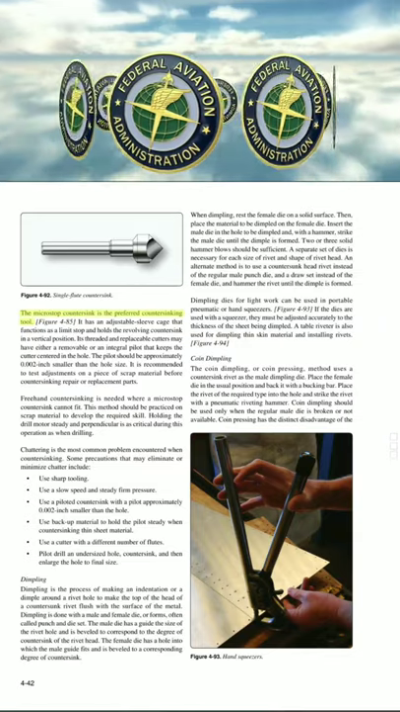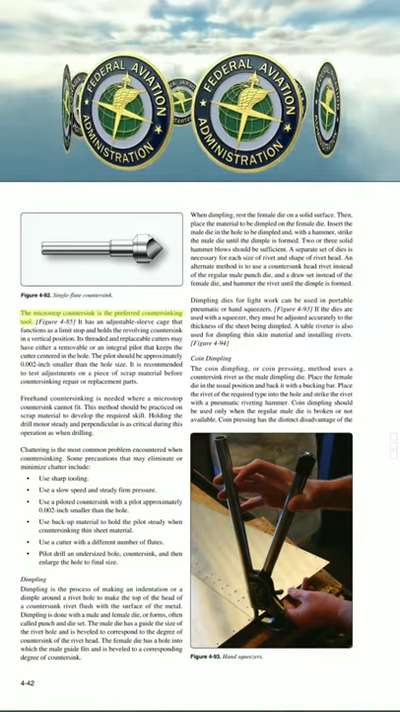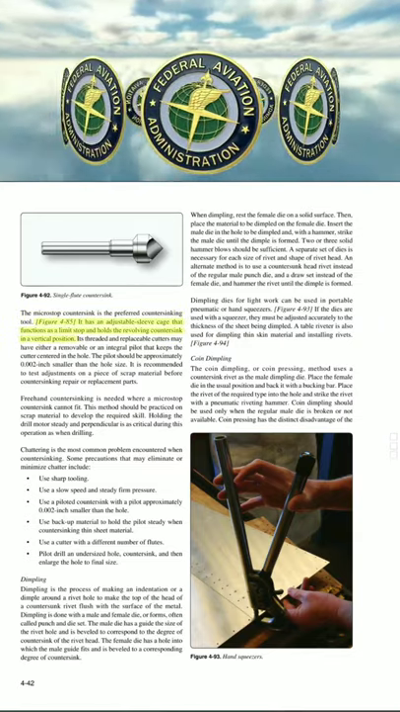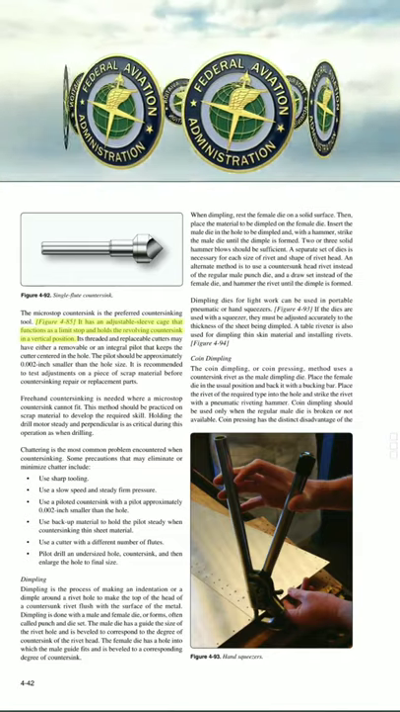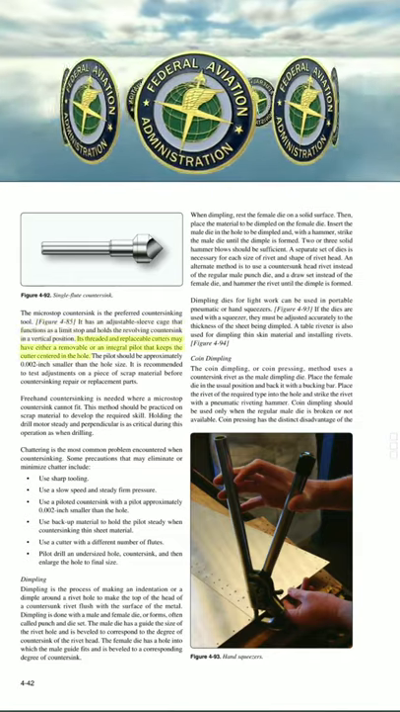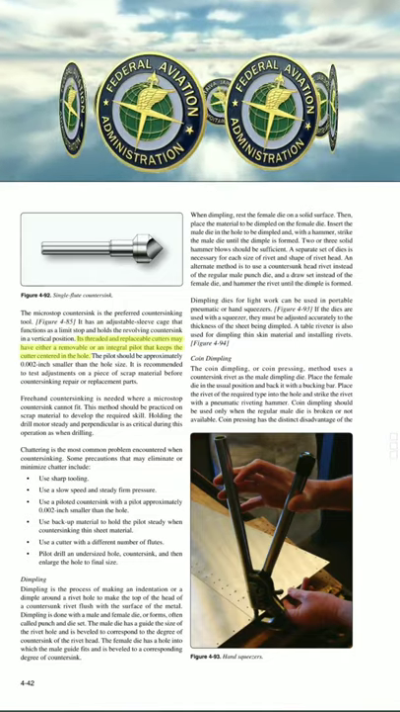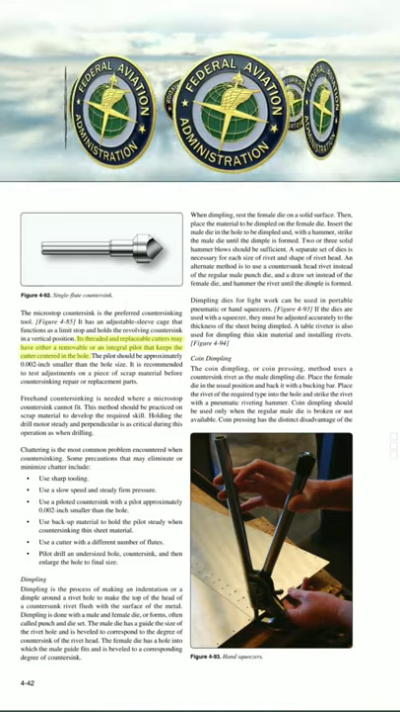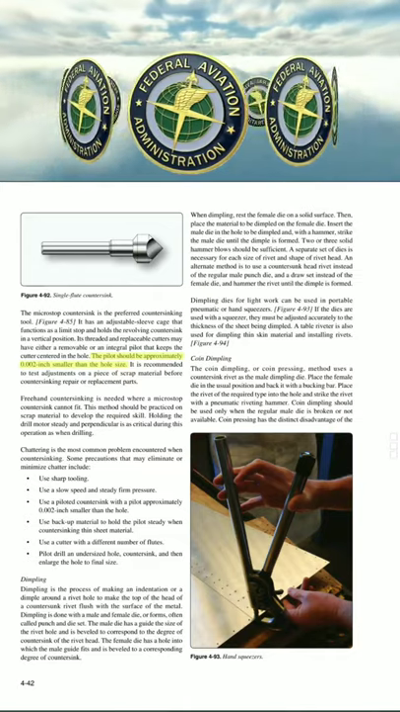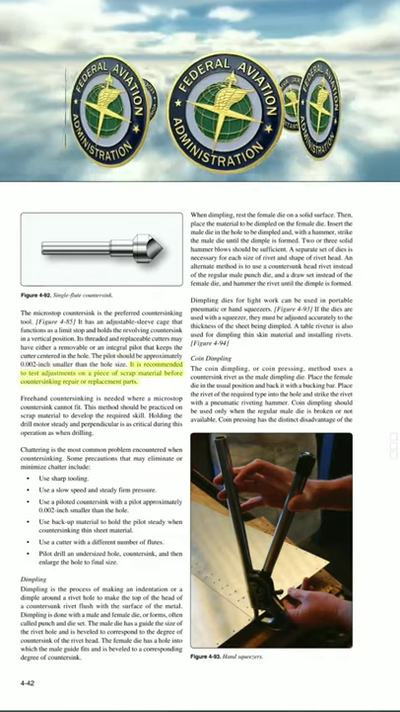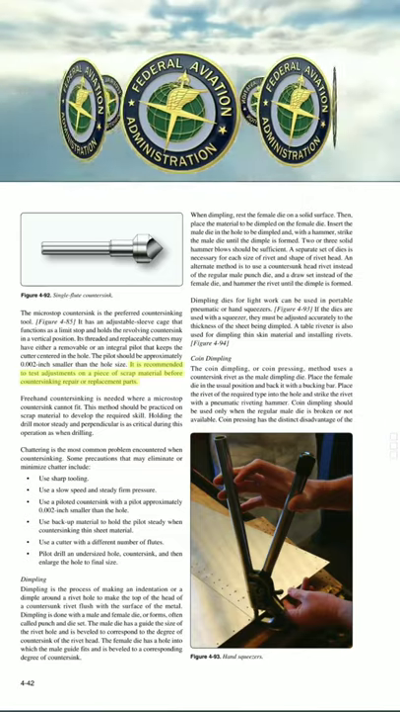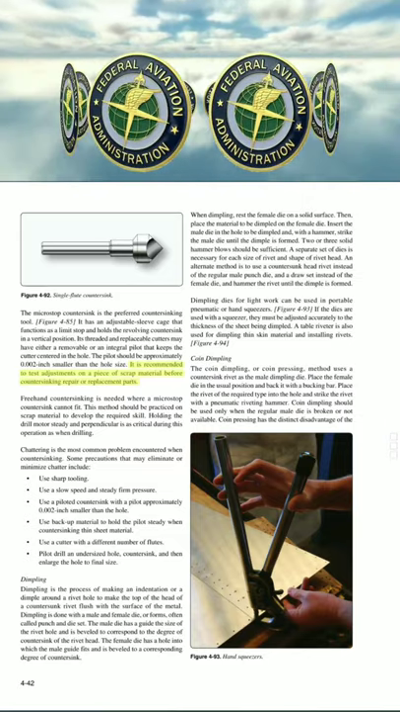The microstop countersink is the preferred countersinking tool. Figure 4-85. It has an adjustable sleeve cage that functions as a limit stop and holds the revolving countersink in a vertical position. Its threaded and replaceable cutters may have either a removable or an integral pilot that keeps the cutter centered in the hole. The pilot should be approximately 0.002 inch smaller than the hole size. It is recommended to test adjustments on a piece of scrap material before countersinking repair or replacement parts.